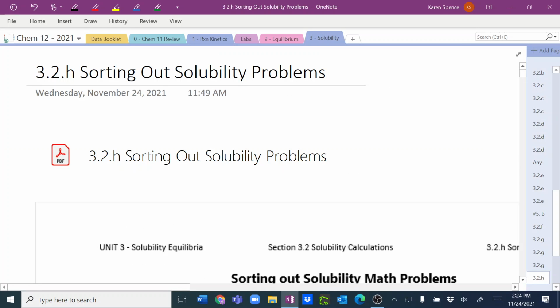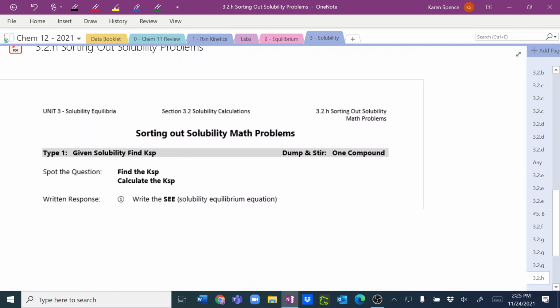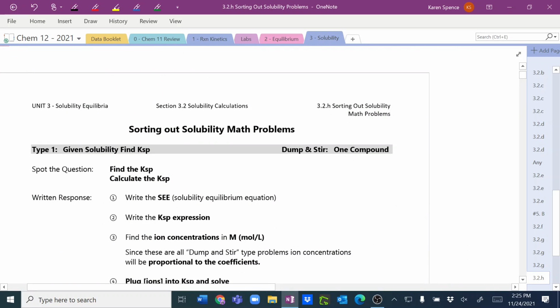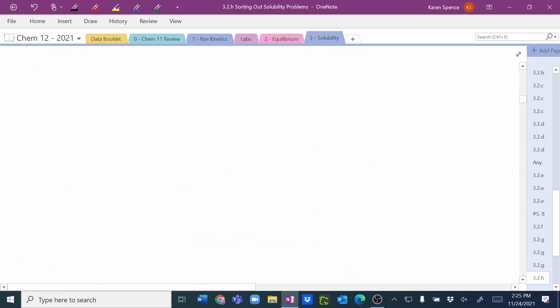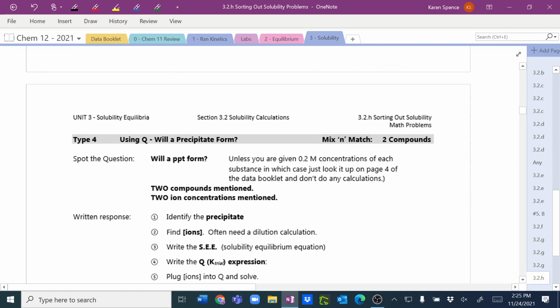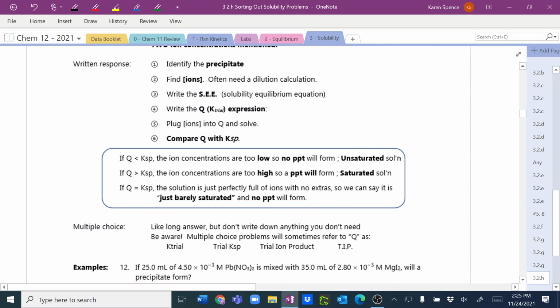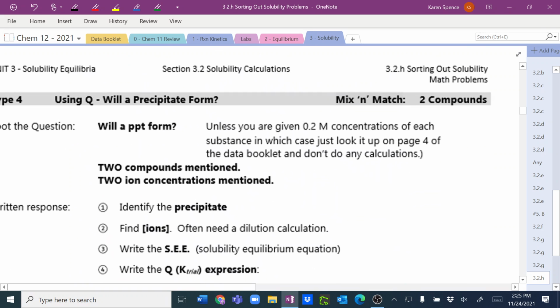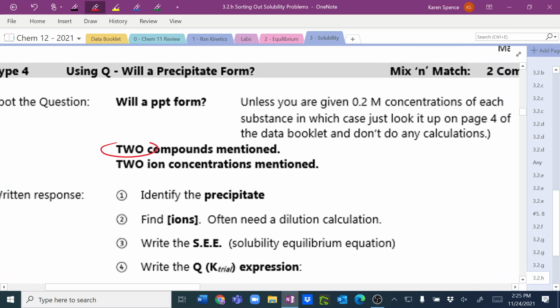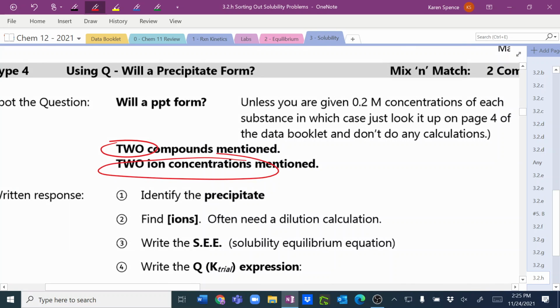However, if your concentrations are smaller than 0.2 molar, why are we back at the beginning again? Always a mystery. Sometimes it goes back to the right place and sometimes it doesn't. Anyway, you'll have two compounds mentioned, two ion concentrations mentioned, and it will say, will a precipitate form?